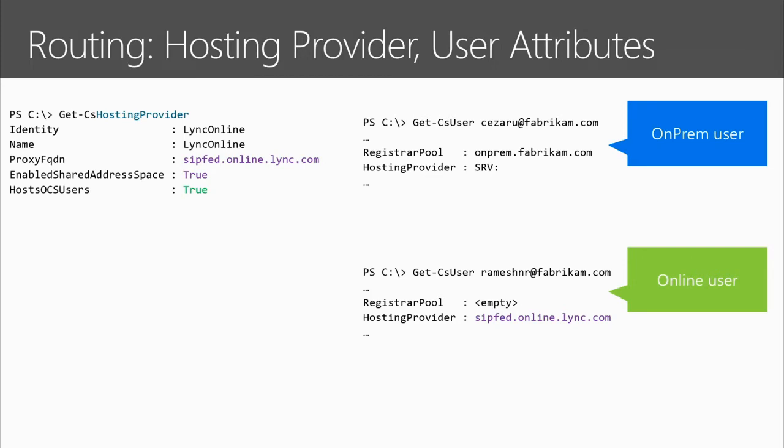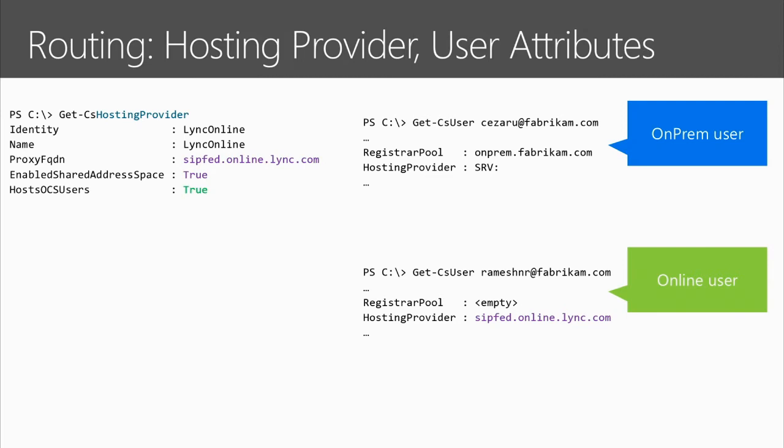On the user objects, we're going to talk a little bit about two very important attributes that are involved in routing. Let's start with an on-premise user. I'll call that chesayu@fabrikam.com. Registrar pool tells the system where a user is homed, or what is the pool that provides services for that user. It's typically an on-premise pool in the deployment that you're managing. Hosting provider is an attribute that for an on-premise user defaults to SRV.